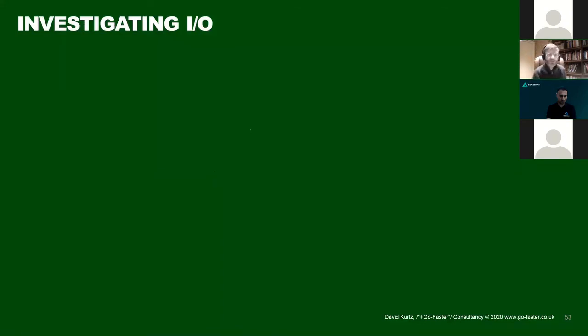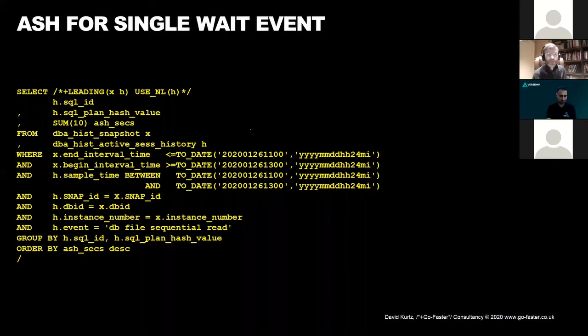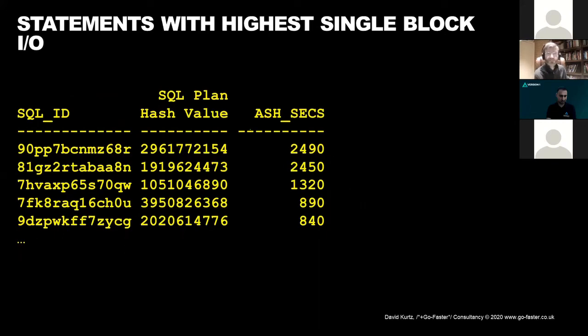One of the other things you could use ASH for is to investigate I/O consumption. On this occasion, I'm just going to look at the ASH that is single block read in a certain period. So you might have seen that single block read is showing up a lot on top activity in Enterprise Manager. Let's go and see which SQL IDs are consuming that. So I get my top SQL IDs. These are the ones with the highest single block I/O.